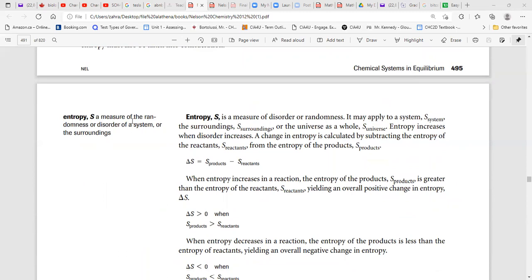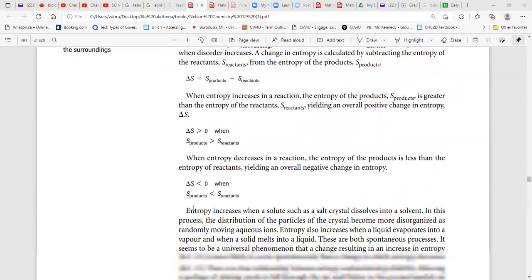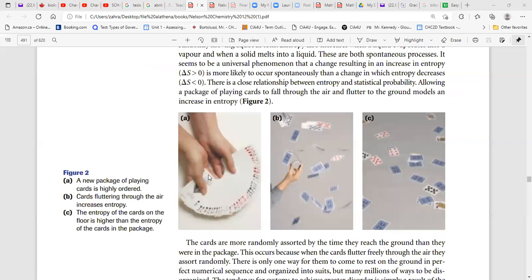So entropy. Entropy is a measure of the randomness or disorder of the system. When we talk about delta S positive, it means it's going toward more disorder. When delta S is negative, you're going toward less disorder. Okay, what is disorder? You know, when you have a deck of cards in order, but you throw it in the air, it will land randomly. So it's going from order to disorder, right?